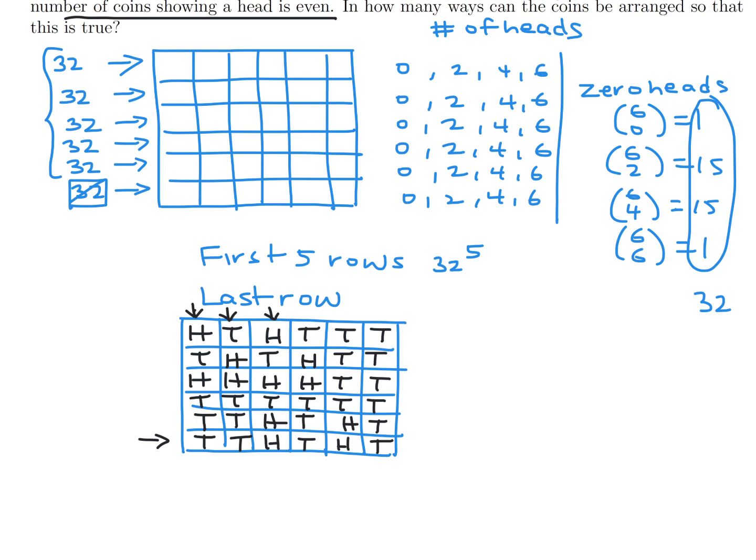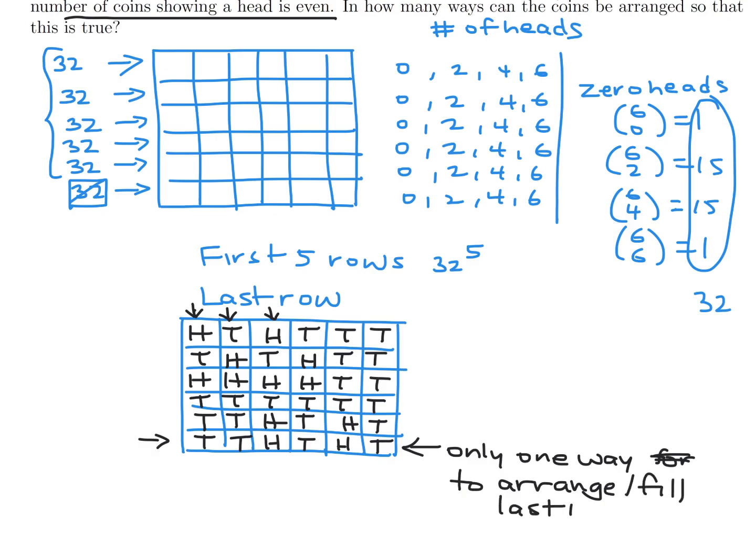So basically what that means is that there's only one way to fill the last row. So whatever scenario you have in the first 5 rows, the last row will have only one way. So instead of that 32, it's actually 1. And that's I guess the tricky part of the question. So the first 5 rows is 32, the last row is 1, and that's the total number of arrangements.